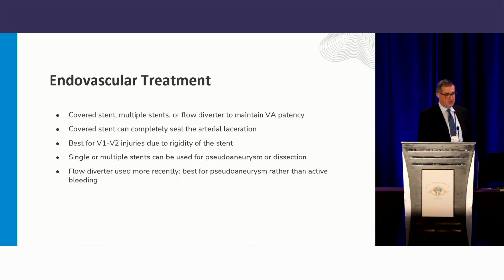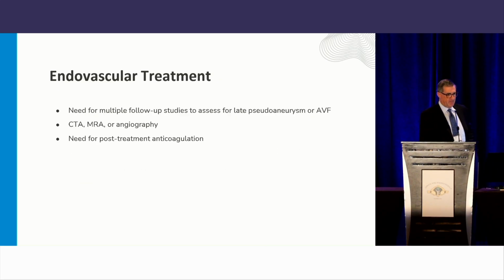So these are the options: a covered stent, multiple stents, or flow diverter to maintain vertebral artery patency. Covered stent can completely seal the arterial laceration. These are best for V1 or V2 injuries due to the rigidity of the stent. Single or multiple stents are used for pseudoaneurysm or dissection, and a flow diverter is used more recently, best for pseudoaneurysm rather than active bleeding.